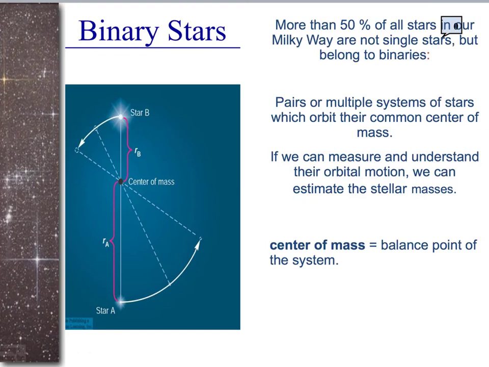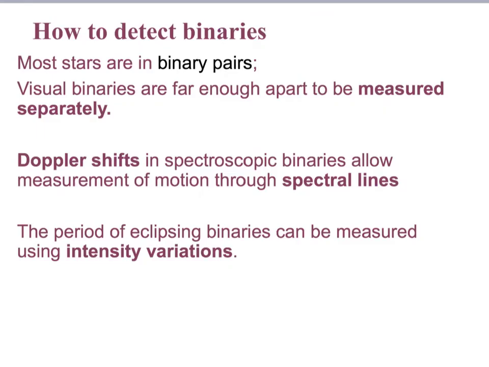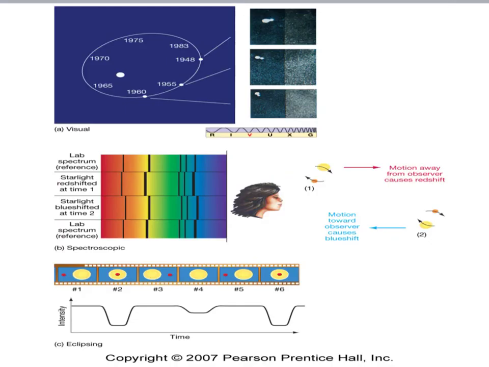So here's a picture of that again. Over 50% of the stars we see are not single stars. So if we can determine where this balance point is, we can determine their rotation rates and we can determine their mass. So real quick, some ways to detect binaries. Sometimes we can measure them visually. Sometimes it's because of their Doppler shift, and sometimes it's because of intensity variations or spectral lines. Here's a little picture of each of those.